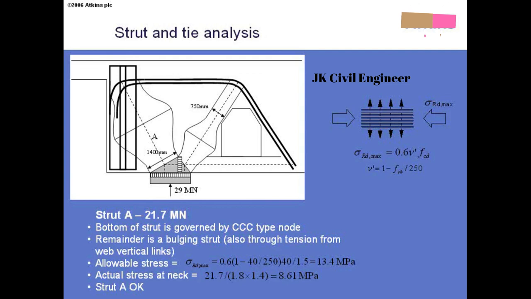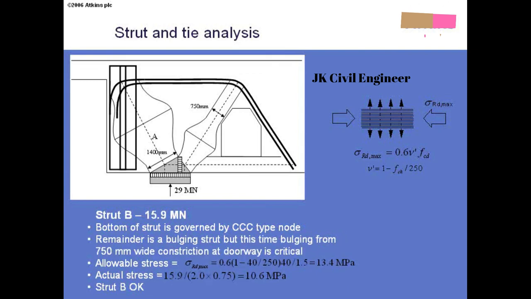So the limiting stress for the strut is 0.6 nu dash times fcd, which comes out as 13.4, and the actual stress in the strut, and we have to check it at the minimum dimension, which is the 1400 mil here at the node, basically gives us an applied stress in that strut of 8.6, and that strut works as well.